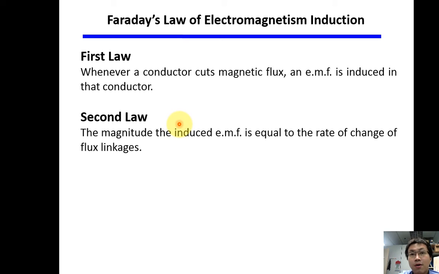So when we talk about electromagnetic induction, we think of Faraday's law. We have the first law: whenever a conductor cuts a magnetic flux, an EMF is induced in the conductor. Second law: the magnitude of the induced EMF is equal to the rate of change of flux linkages. So we put it in an equation.